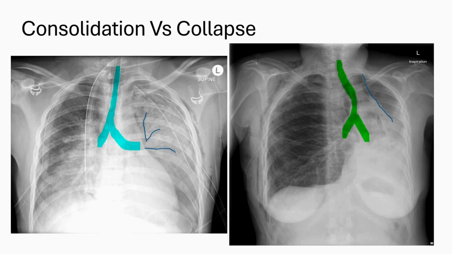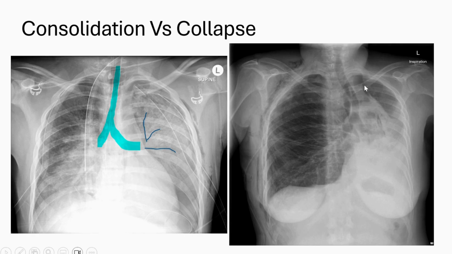Now we have to differentiate consolidation from the collapse. So this is the airway, trachea and bronchus seen in the right image. This is shifted to the left side due to the collapsed lung, and this line denotes the visceral pleura. So this is the collapsed left lung, leading to the tracheal shift to the left side, and mediastinum is also pulled to the left side, and the hyperinflated lung field.